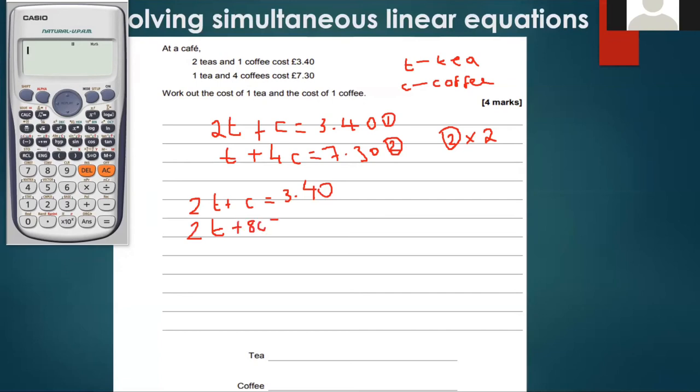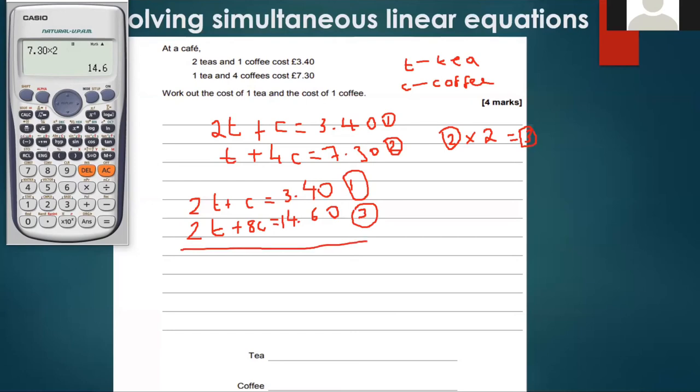And then I'm now going to work out 7.30 multiplied by 2, guys, which gives me an answer of £14.60, or 14.6. I'm going to label this still as equation 1, and I'm going to label this as equation 3 now. So equation 3 is this new equation here, when I multiply everything by 2.